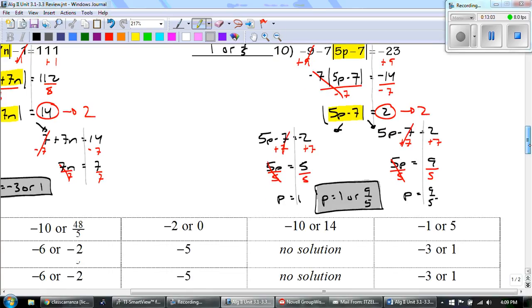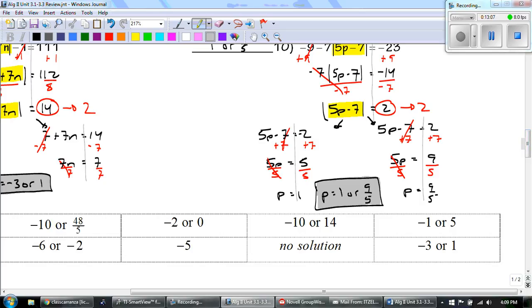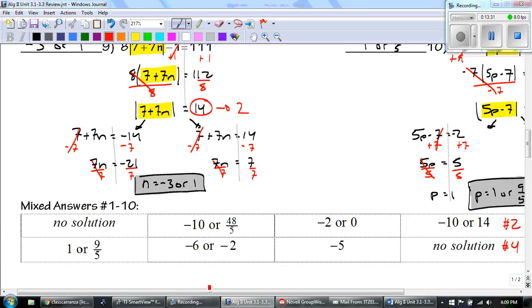Okay, so if we're looking at all of these, negative 1 or 5, this one was number 8. Negative 3 or 1, we just did that one, that was number 9. No solution, we could have said this was number 4. Negative 10 or 14, this one was number 2. Negative 2, 0 was number 5. Negative 5 was just number 6. Negative 10 and 48, that was number 3. Negative 6, negative 2, that was number 1. Our other no solution was number 7. And that last one was number 10.